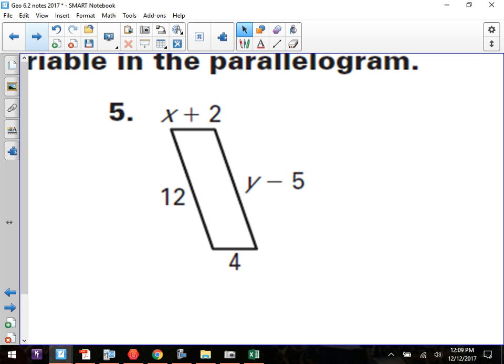So what's X? 2. What's Y? 17. There you go. Quick and painless. Remember, opposite sides are congruent, opposite sides are parallel. So you just know that these two have to equal each other. Like I said, very, very nice, easy math for a change.